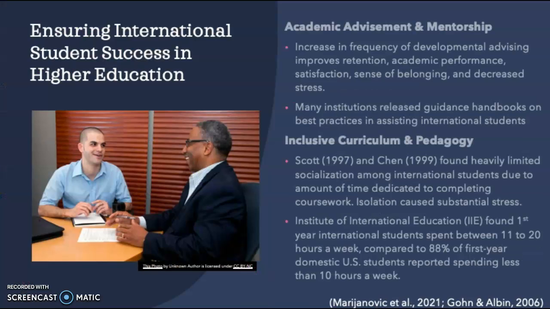Now that we've learned some of the unique challenges that international students face at U.S. higher education institutions, let's talk about how we can ensure their success, both academically and socially. The first is academic advisement and mentorship. With an increase in the frequency of developmental advising, it also improves international students' retention, academic performance, satisfaction, sense of belonging, and decreased stress. Many institutions release guidance handbooks on best practices in assisting international students.